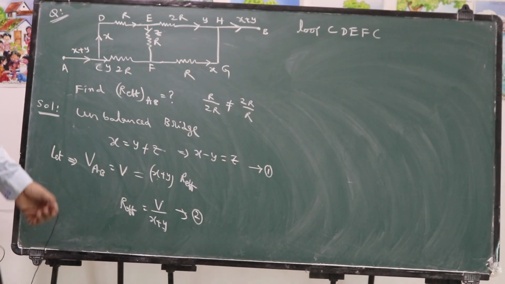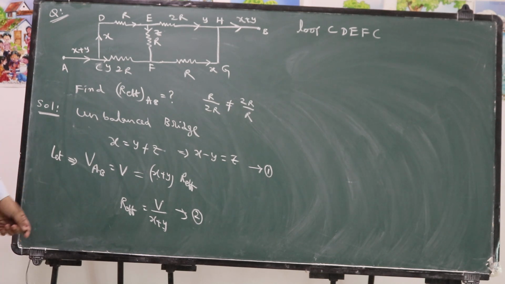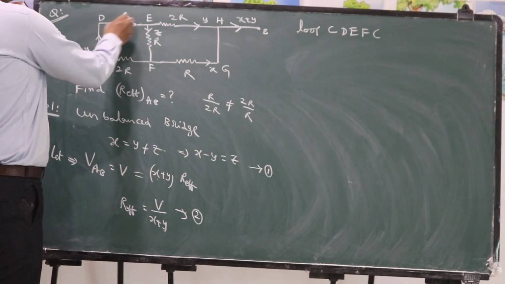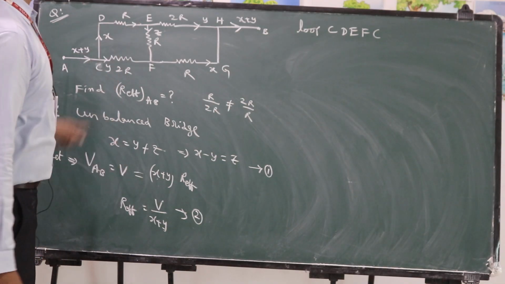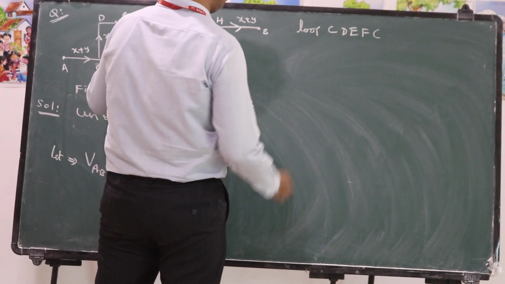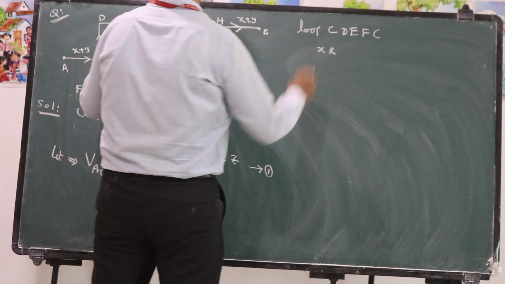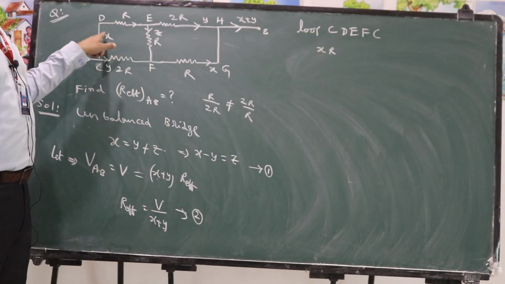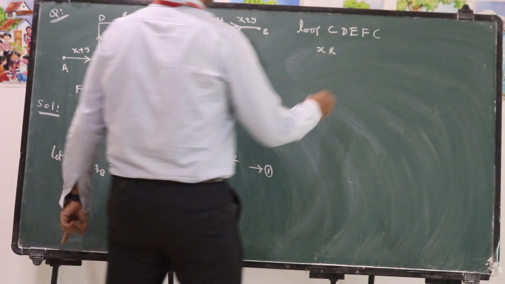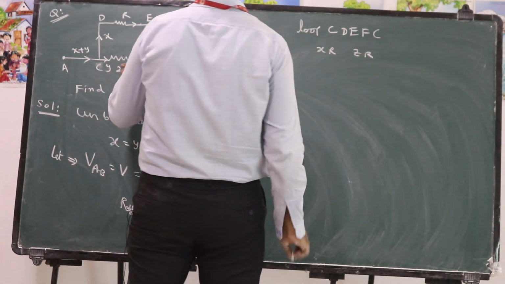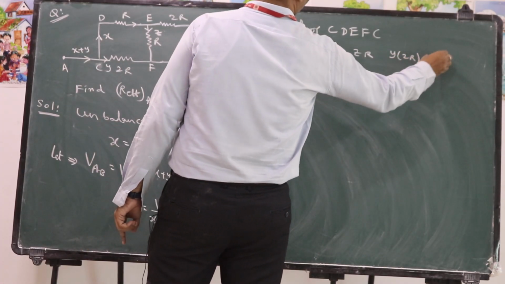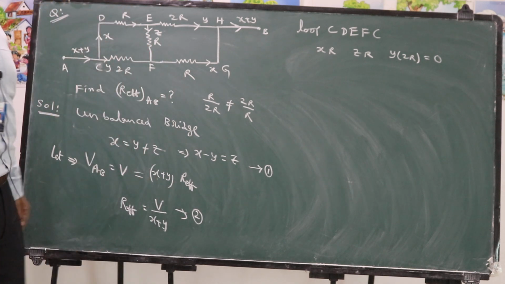If I apply loop equation, what will happen? Sum of all potentials in loops should be 0. What is the potential drop here? Voltage is equal to current into resistance. X is the current, R is the resistance. Okay. Here the potential drop is ZR. Here the potential drop is Y into 2R. Sum of all potentials must be 0.